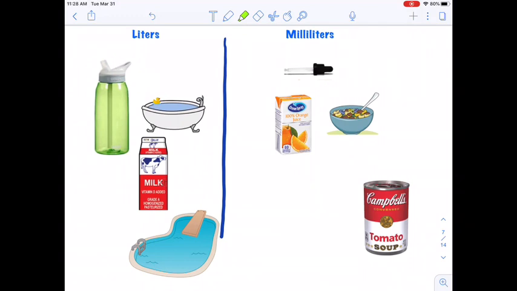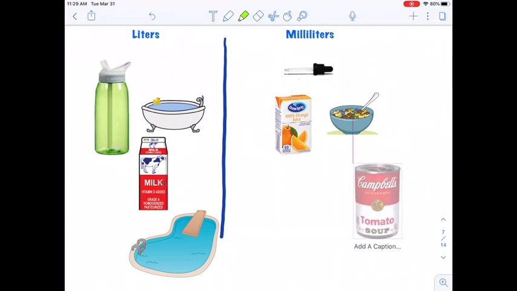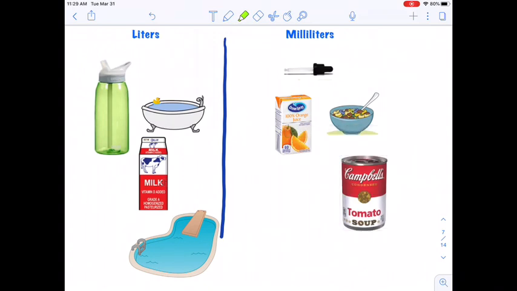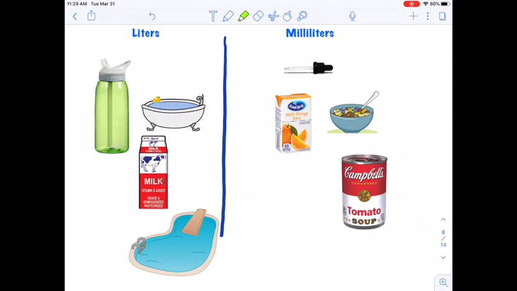What do you think? Do you think it's bigger than your water bottle, or do you think it's smaller than your water bottle? Would you use liters to tell me its capacity, or would you use milliliters to tell me its capacity? You would probably use milliliters, because a can of soup is smaller than a liter.